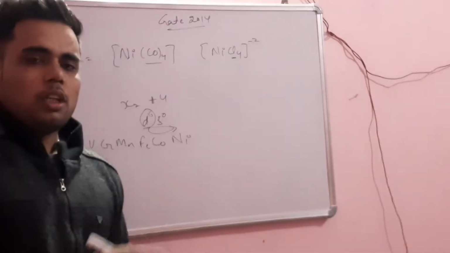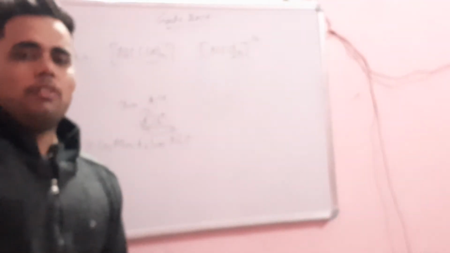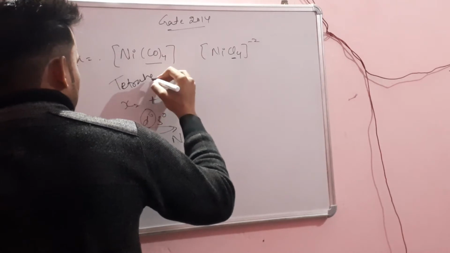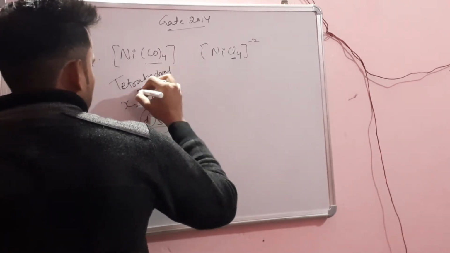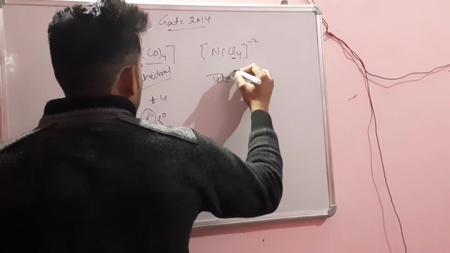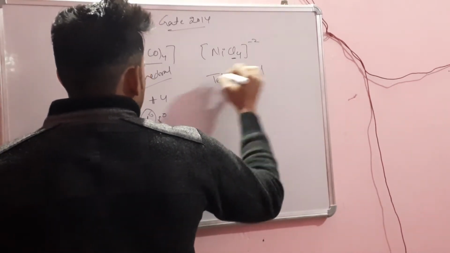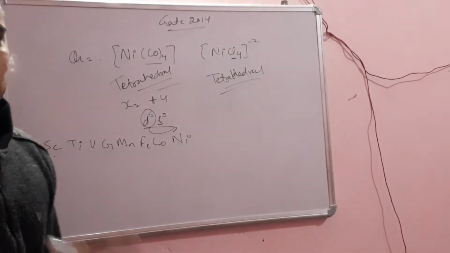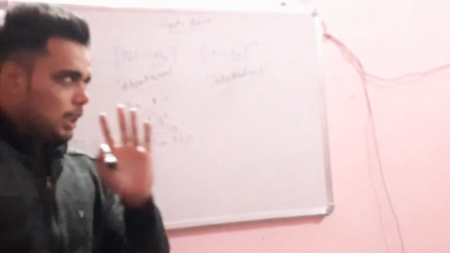Your square planar or tetrahedral geometry will come into the picture when you have the electronic configuration as d9 or d10, d8 and d9. Otherwise, it is a tetrahedral geometry. So it is a tetrahedral geometry, it is not square planar. Same is the case with this tetrahedral. Whenever you are asked about geometry in coordination complexes, you need to know the electronic configuration first, then you can decide it.